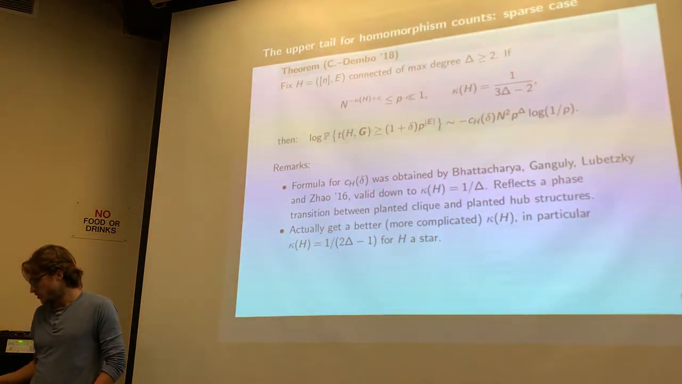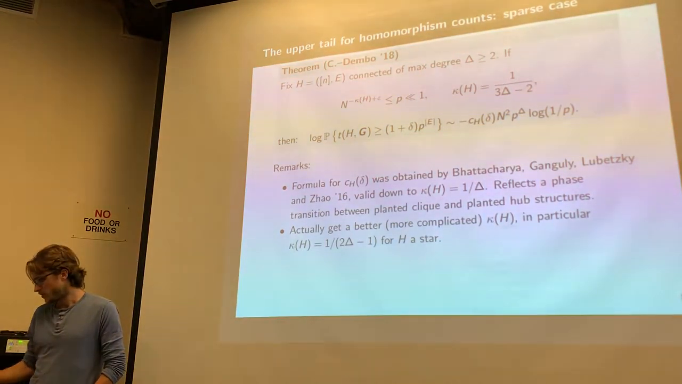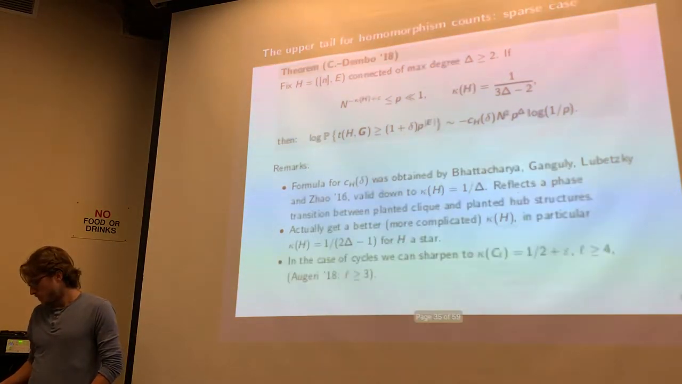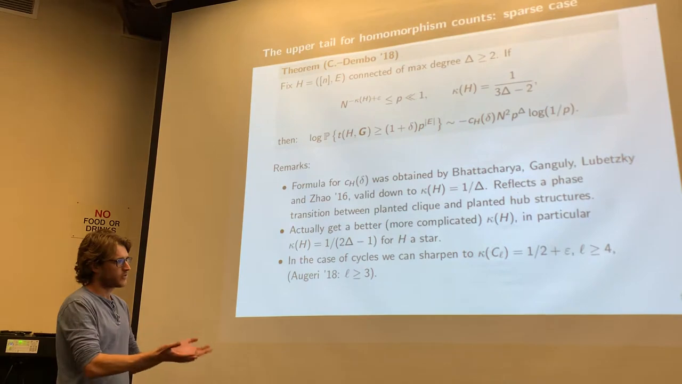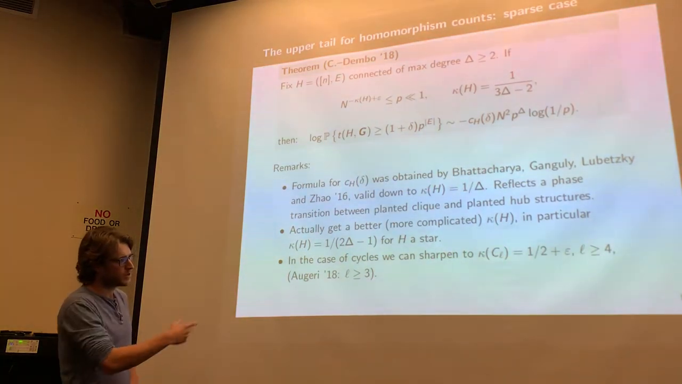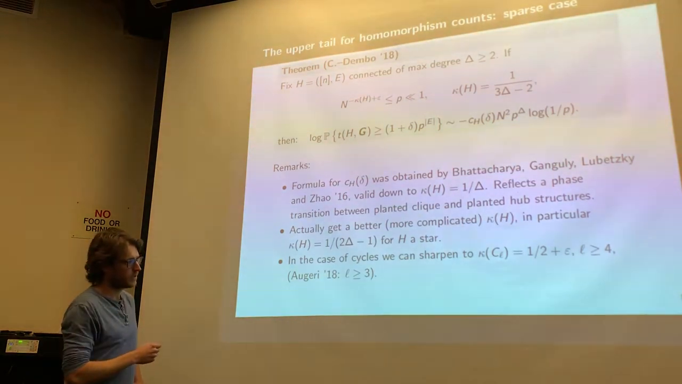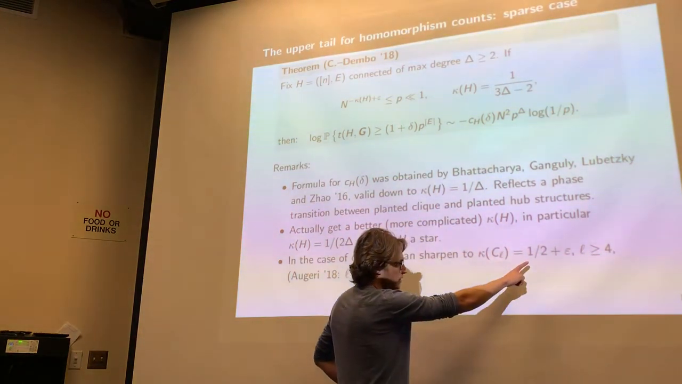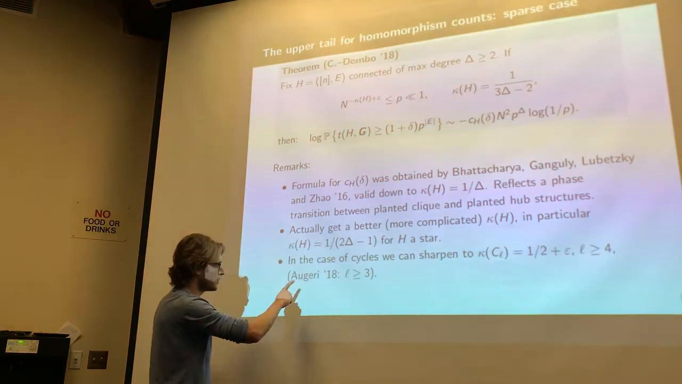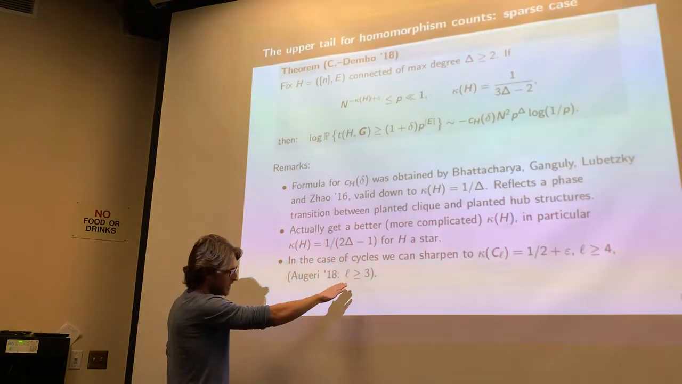Okay, so we actually do a little bit better in general, but I don't want to show you the full formula for kappa. We do better for irregular graphs. So in particular for stars, we can do 1 over 2 delta minus 1. In the case of cycles, the fact that it's a function purely of the spectrum lets us sharpen our arguments even more, and we can get down to the optimal exponent 1/2, so this is 1 over the max degree. For technical reasons, we only went down to length 4, and we had 1/3 for triangles, but in independent work of Augeri, she got the optimal 1/2 all the way down.